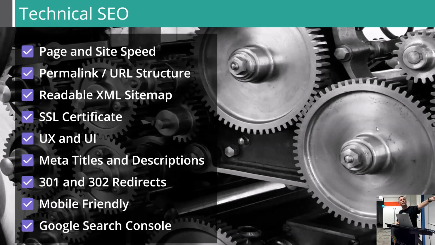Okay, so 301 is a permanent redirection. So that content is no longer there. 302 is a soft redirection. Something else is replacing this just now. Make sure you do your redirects properly.